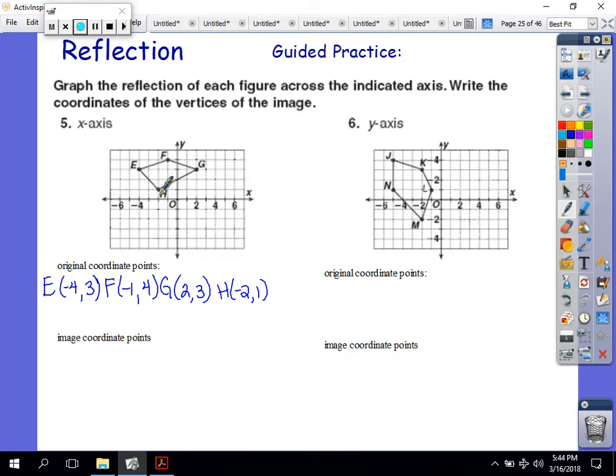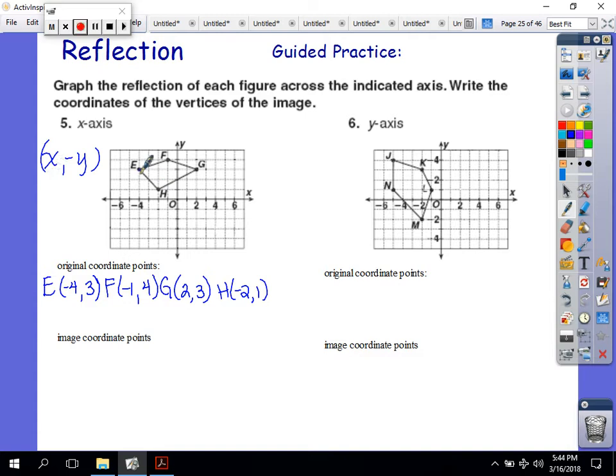All right, so now I want to find the image, so I have to use my rule, which for reflecting over the x-axis is that x stays the same and y becomes its opposite. But since they give us a coordinate graph, we can do it graphically too. So let's try that first.